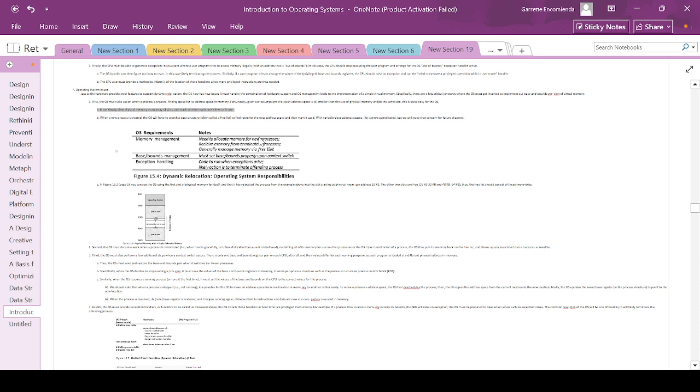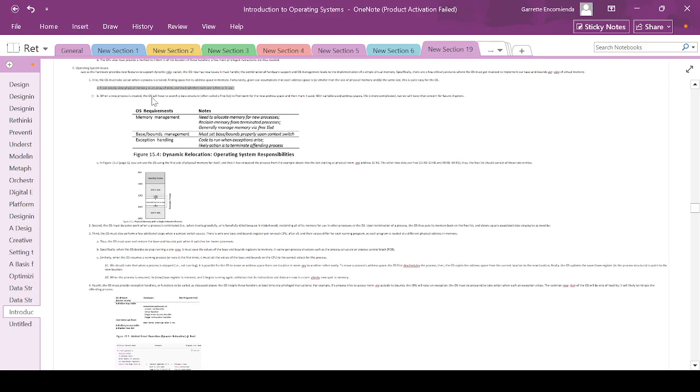So if you want to know the details of how it actually tracks how much physical memory is available, it can simply view that as an array of slots and track whether each one is free or in use.